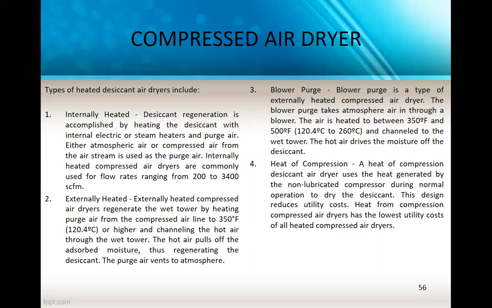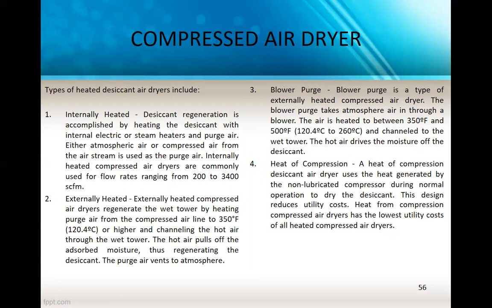Next is the externally heated dryer. Externally heated compressed air dryers regenerate the wet tower by heating purge air from the compressed air line to 350 Fahrenheit or higher and channeling the hot air through the wet tower. The hot air pulls off the absorbed moisture, thus regenerating the desiccant. The purge air is vented to atmosphere. Number 3, blower purge.